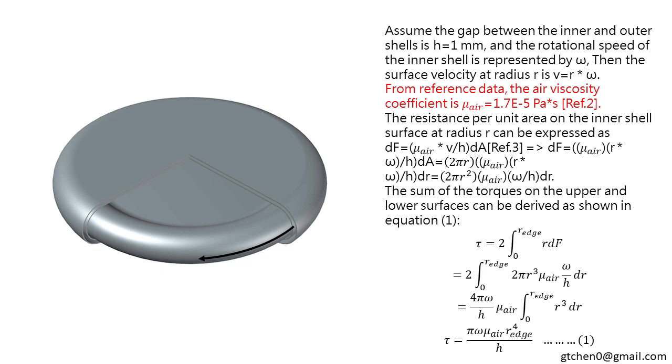Pascal seconds, reference 2. The resistance per unit area on the inner shell surface at radius r can be expressed as dF equals mu sub air multiplied by v divided by h, reference 3. Therefore, dF equals 2 pi r squared multiplied by mu sub air multiplied by omega divided by h multiplied by dr. The sum of the torques on the upper and lower surfaces can be derived as shown in equation 1.